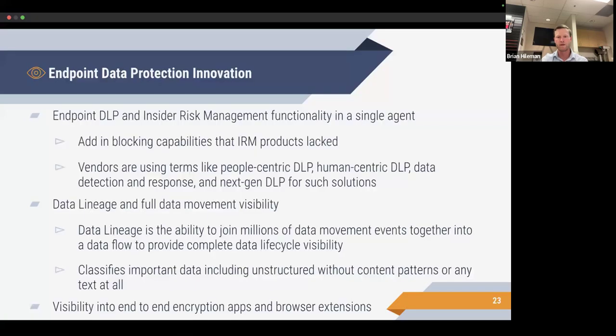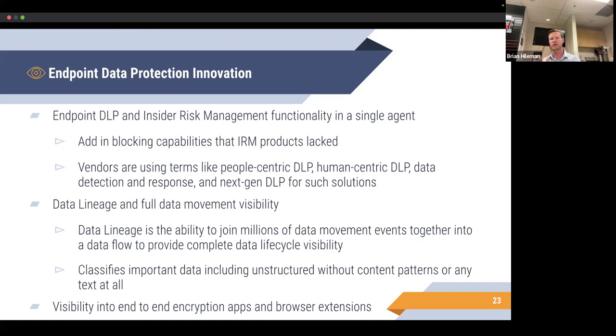So really we've seen, and time check. Okay. So the innovation I've seen take place is that endpoint DLP and insider risk management have now come together. So now we have a single agent for both of those solutions. IRM products have now added blocking capabilities. Gartner hasn't coined a term for these products yet, but I've seen the vendors come up with their own terms, things like people-centric DLP, human-centric, data detection and response, next-gen DLP. So those are the terms you might hear out there.